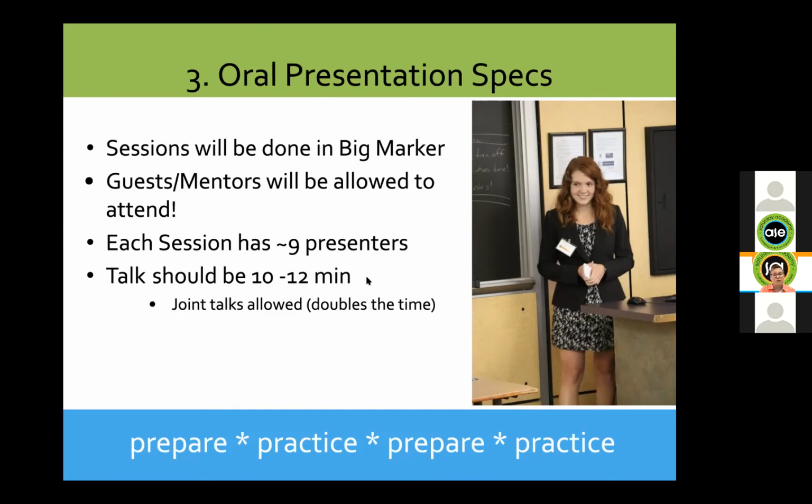We have had students do it in different ways. We have had students alternate slides. One student would speak for the first slide, the next student would speak for the second slide, or we've had them just split the presentation in half. One student took the first 10 minutes and the second student took the second 10 minutes. So if you do a joint talk, that's totally allowable, but it does double your time. So each of you needs to be presenting for approximately 10 to 12 minutes.